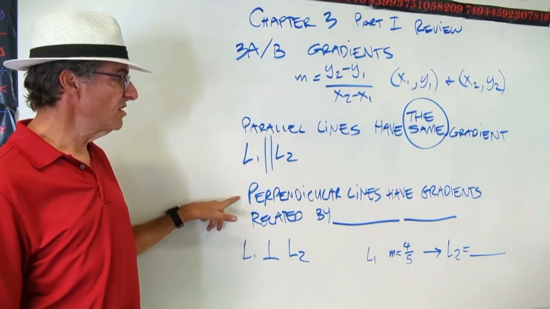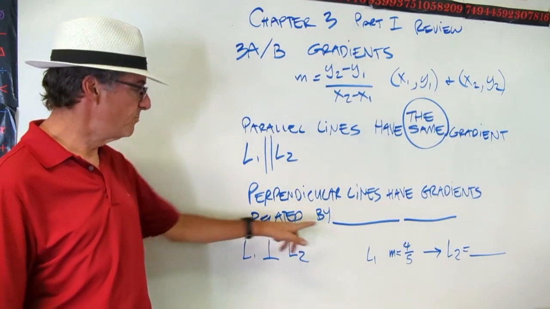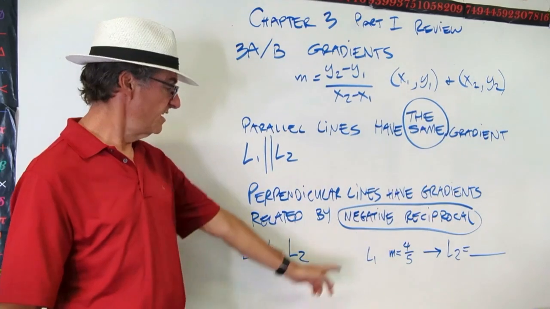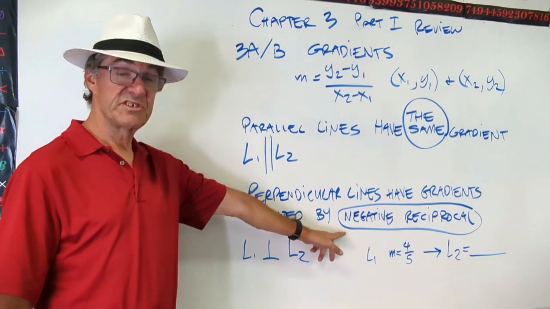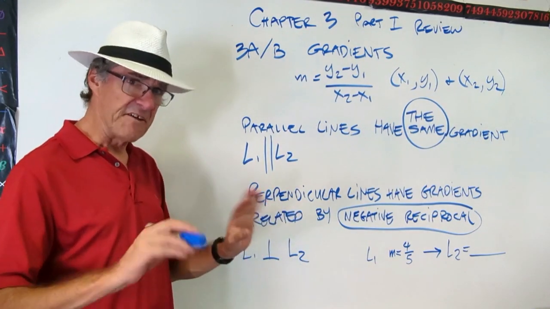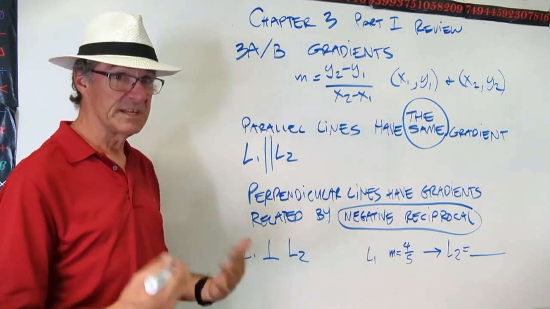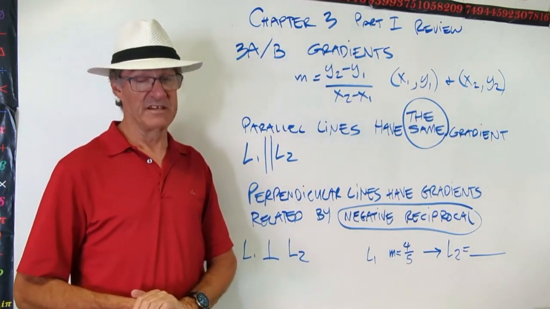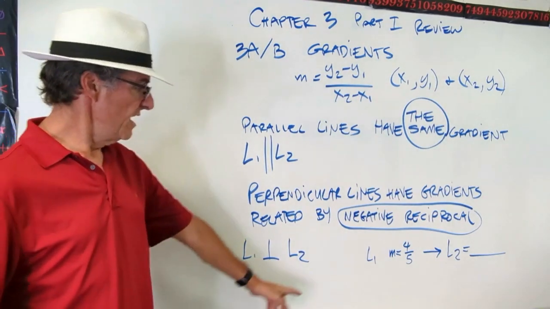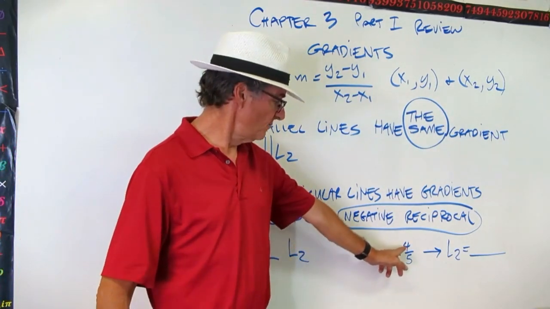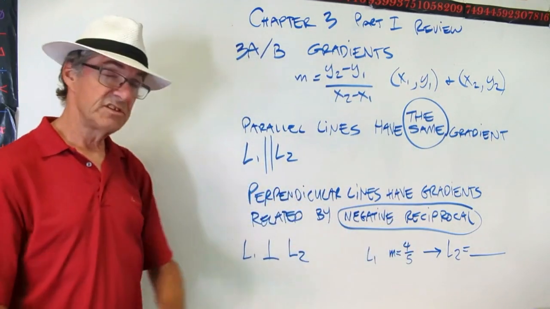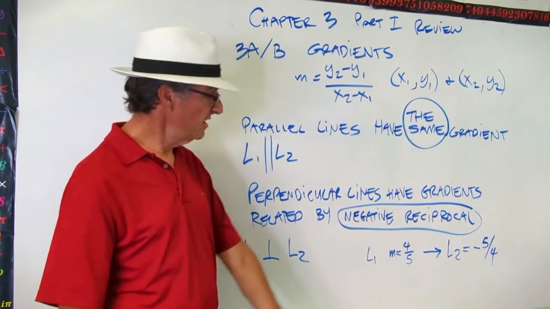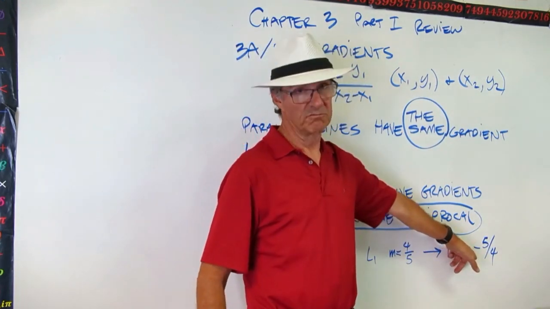Second thing, perpendicular lines have gradients related by, pause the video and fill that in. Okay, let's see how you did. They're related by the negative reciprocal. And this sounds kind of fancy, but it's actually a really simple process. You just take the fraction, flip it, and change the sign. So I want to give you one example. If line 1 has a gradient of 4/5, what's the gradient of line 2 if they're perpendicular to each other? Okay, if you got -5/4, you're right.